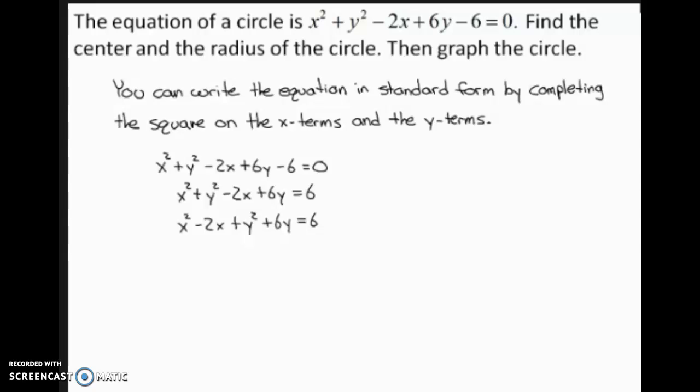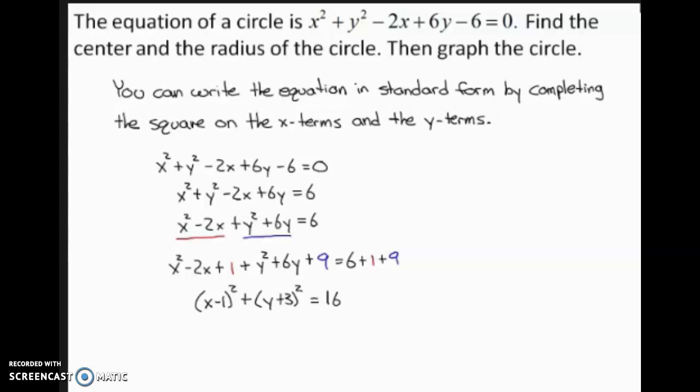Next, complete the square for the expression x squared minus 2x to get x squared minus 2x plus 1. Then complete the square for the expression y squared plus 6y to get y squared plus 6y plus 9. So x squared minus 2x plus 1 plus y squared plus 6y plus 9 equals 6 plus 1 plus 9. Next, factor the expression x squared minus 2x plus 1 on the left side of the equation to get the quantity x minus 1 squared, and factor the expression y squared plus 6y plus 9 to get the quantity y plus 3 squared. Then simplify the right side of the equation to get 16. So the quantity x minus 1 squared plus the quantity y plus 3 squared equals 16.